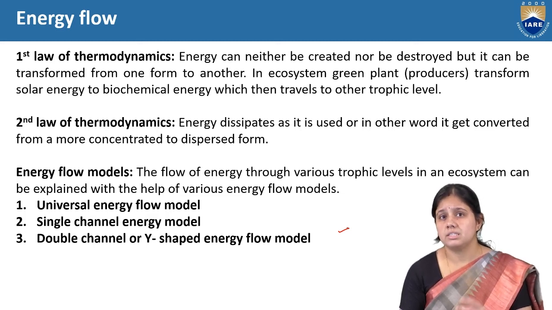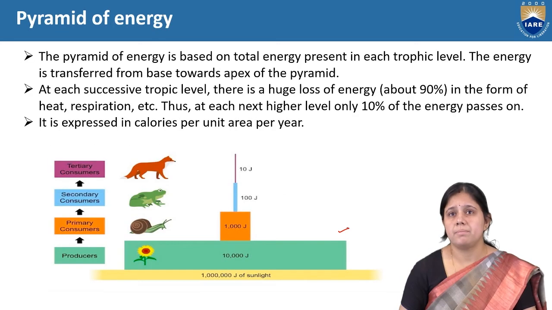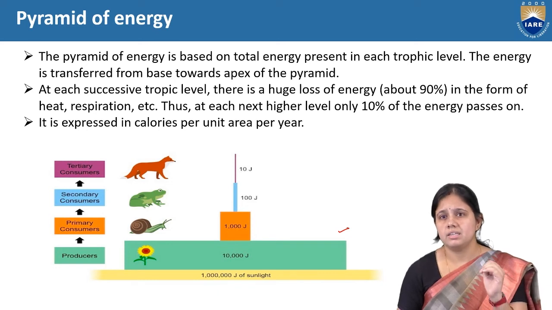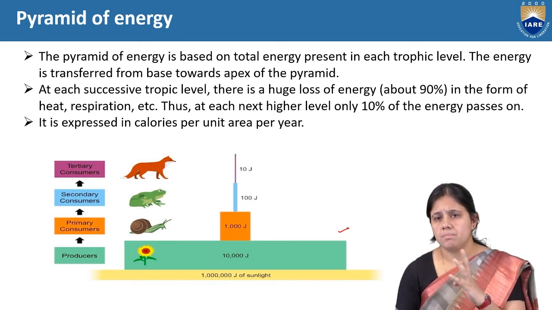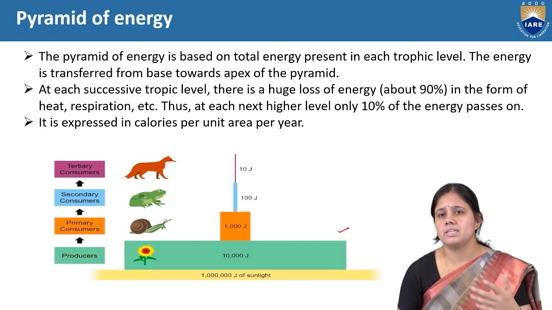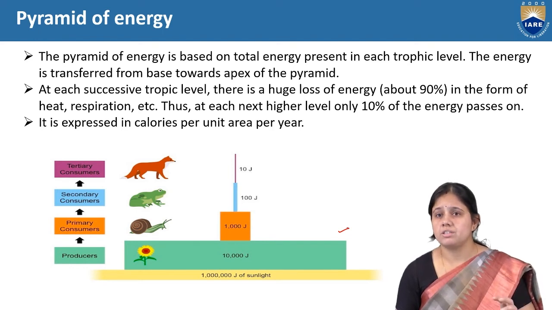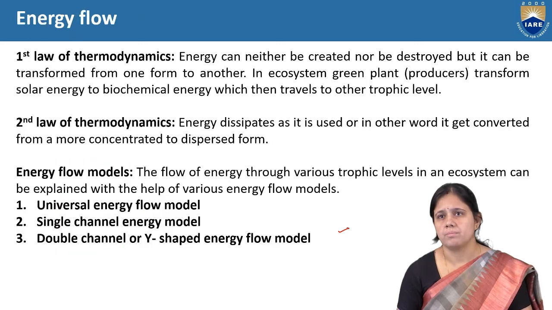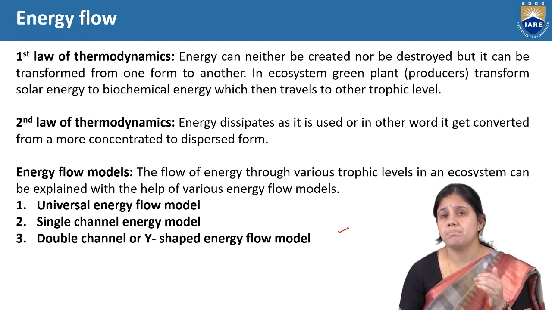Like we have studied in the previous slide about the flow of energy in an ecosystem, like the pyramid of energy. Here we can see that energy is made available by the producer, and they make it available to the next trophic level. So it transforms from one form to another. Like a green plant transforms solar energy to biochemical energy, which then travels to other trophic levels. This is the first law of thermodynamics, and it is followed in a normal food chain process. They provide this solar energy as biochemical energy for the next trophic level.